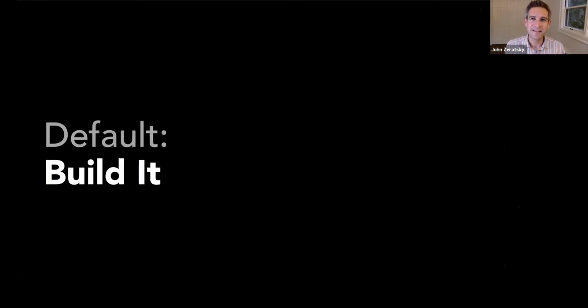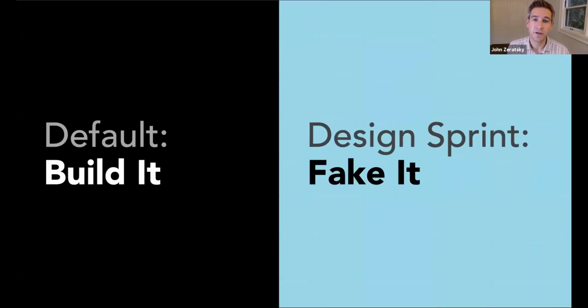And so instead of these problems that come from this default of building our ideas, in a design sprint, what we do is we fake it. We create a fake version, a simulation of our idea that we can put in front of a customer, and they're going to think it's real. It's going to look real, but it's not. We didn't write any code. We can't launch it. We can't release it. We can't announce it. It's a fake version.